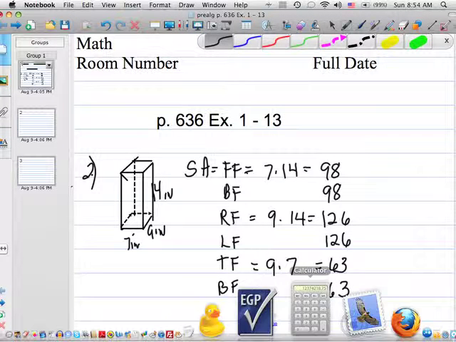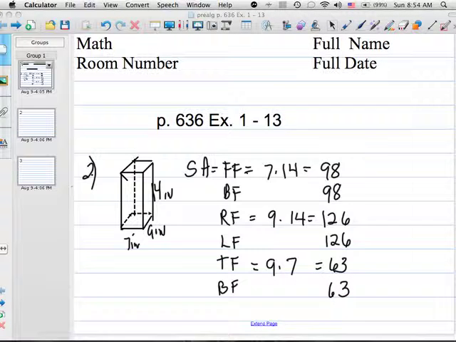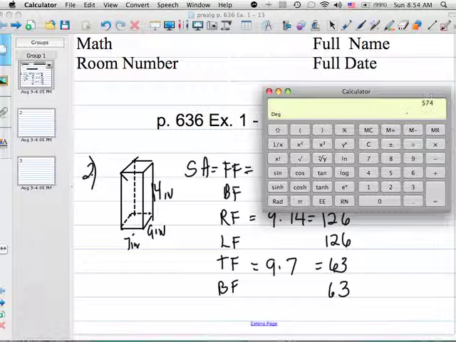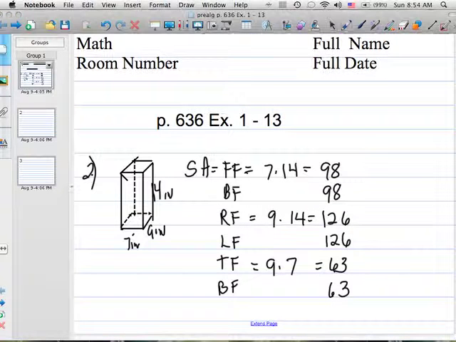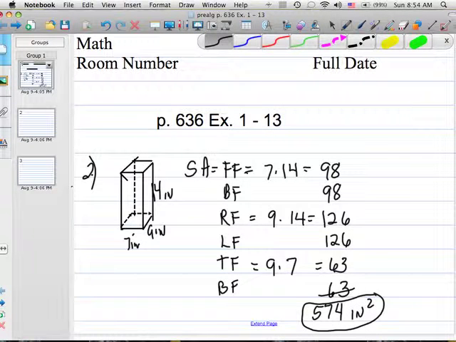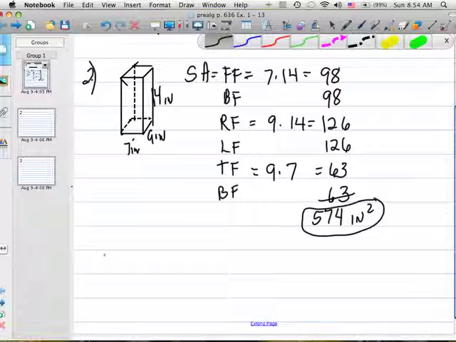And then just add those up. So we get 98 times 2 plus 126 times 2 plus 63 times 2. And we get 574 square inches. And that's squared, since it's area, the amount of space contained on the outside.